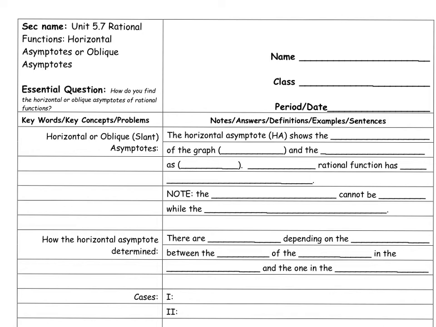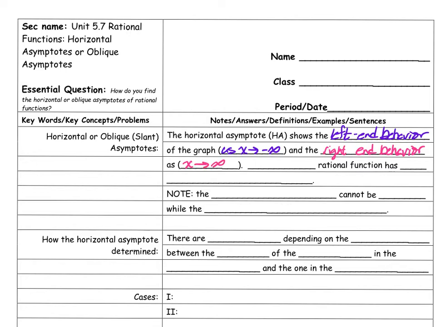So here we go. A horizontal asymptote, or HA, as we're going to abbreviate it, shows left-end behavior of the graph as x goes to negative infinity, and the right-end behavior, or as x goes to positive infinity.